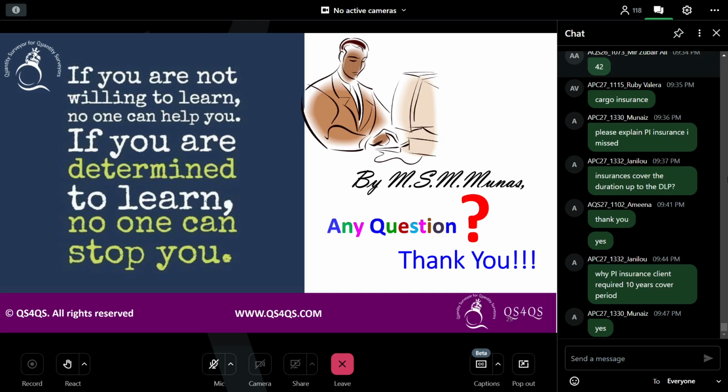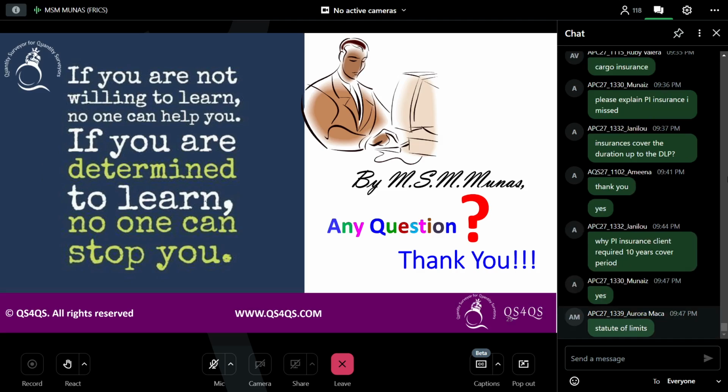Why does a client require PI insurance with a 10 years cover period? Not only PI insurance. Contractor works also. Let's say the contractor is doing the construction, the designer is doing the design. As long as there's a period of 15 years, the client can come and make a claim against you. There's a provision given. Let's say if you are in UAE, you have to manage the claim.